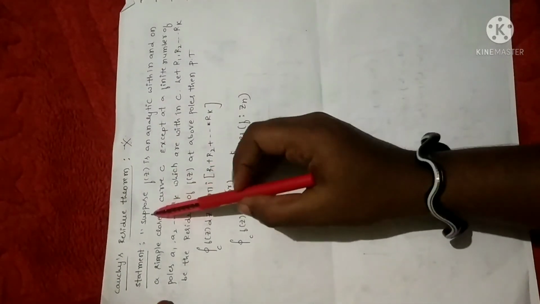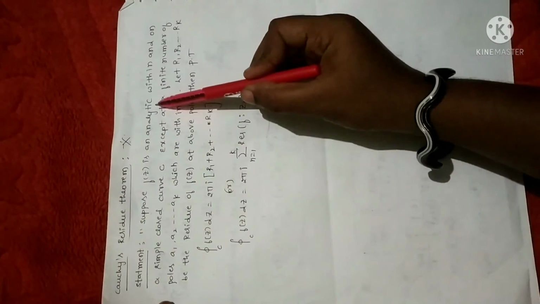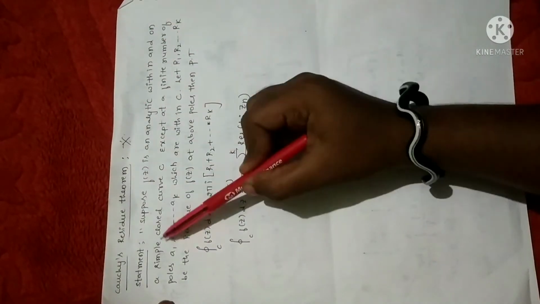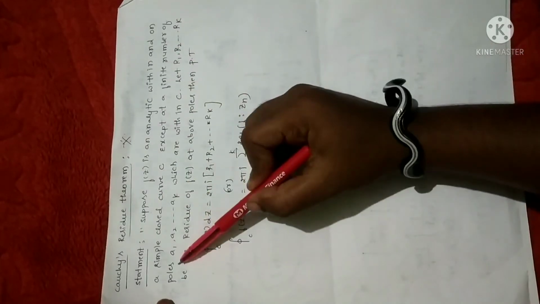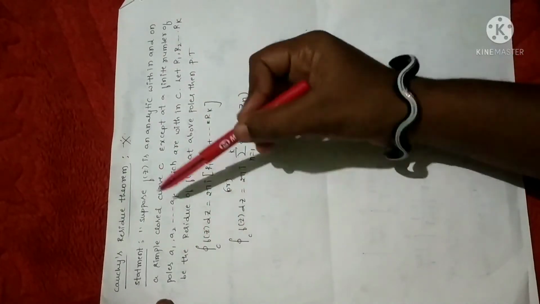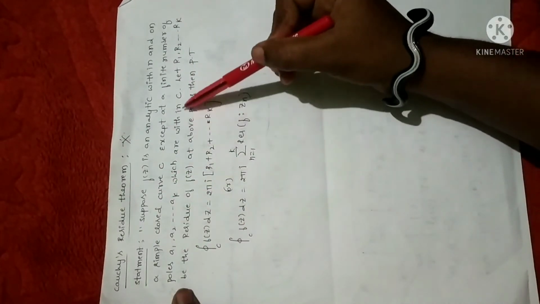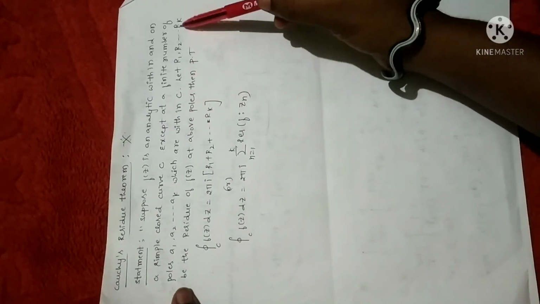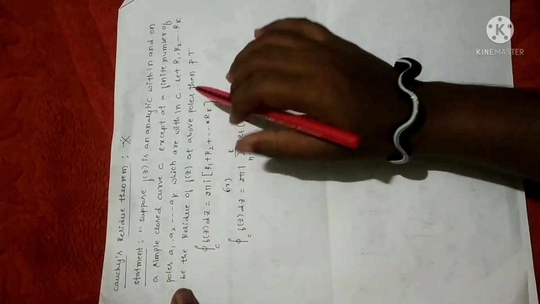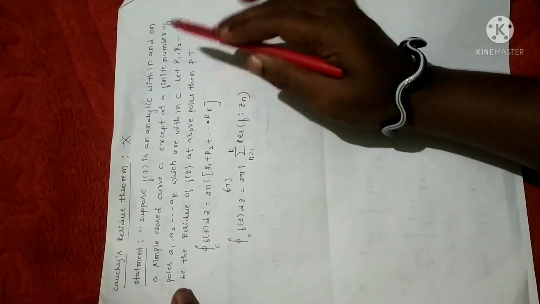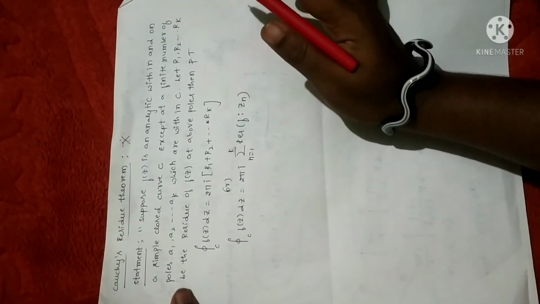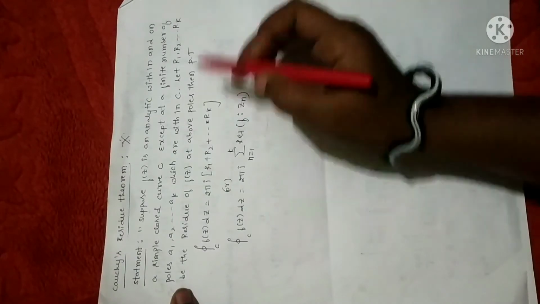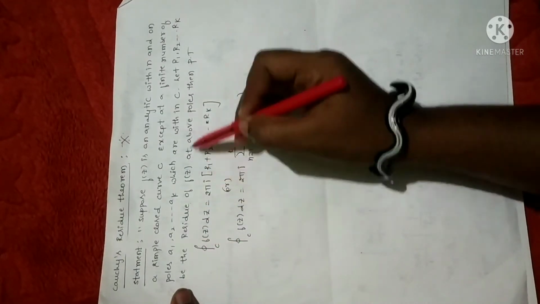So here is a statement. Suppose f of z is an analytic function within and on the simple closed curve C, except at a finite number of poles, which are within the complex plane. Let R1, R2, ..., Rk be the residues. In the third unit, wherever you have R, that refers to residue. In the second unit, wherever you have R, that refers to radius of convergence. Find the residue of f of z at the above poles.